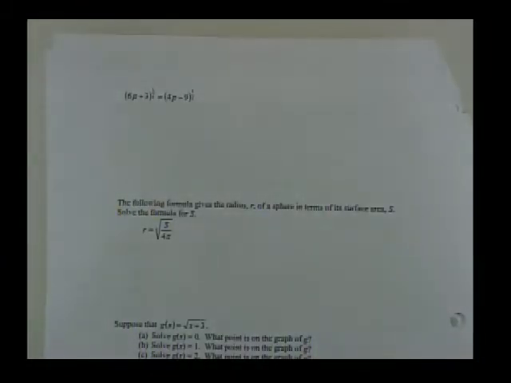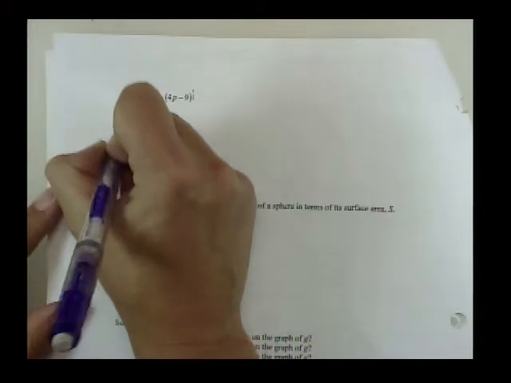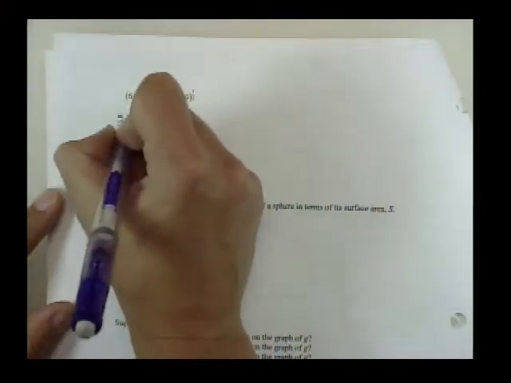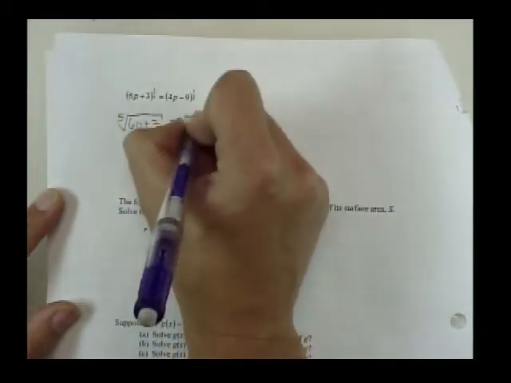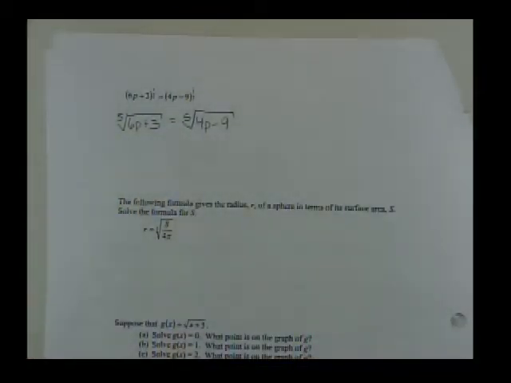Okay, so the next one says it's raised to the 1/5 power. What does that mean, the 1/5 power? The 5th root, right? So this means the 5th root of 6p plus 3 equals the 5th root of 4p minus 9. Well, if you just focus on the left-hand side, that radical is by itself. So what power would you raise each side to? Yeah, 5.